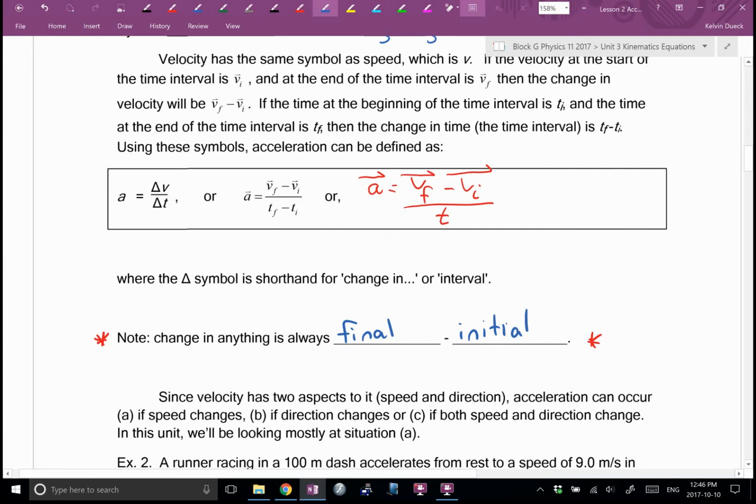Now, you will as the year progresses, but if in a month or so you don't know that, you want to repeat it to yourself like 100 times. Because if change in anything is final minus initial, when later on this year I ask you to find the change in momentum, you'll find the final momentum, you'll find the initial momentum, and you'll subtract. When next year I ask you to find the change in voltage, you'll find the final voltage, the initial voltage, and you'll subtract. When I ask you to find the change in anything, it's always going to be final minus initial.